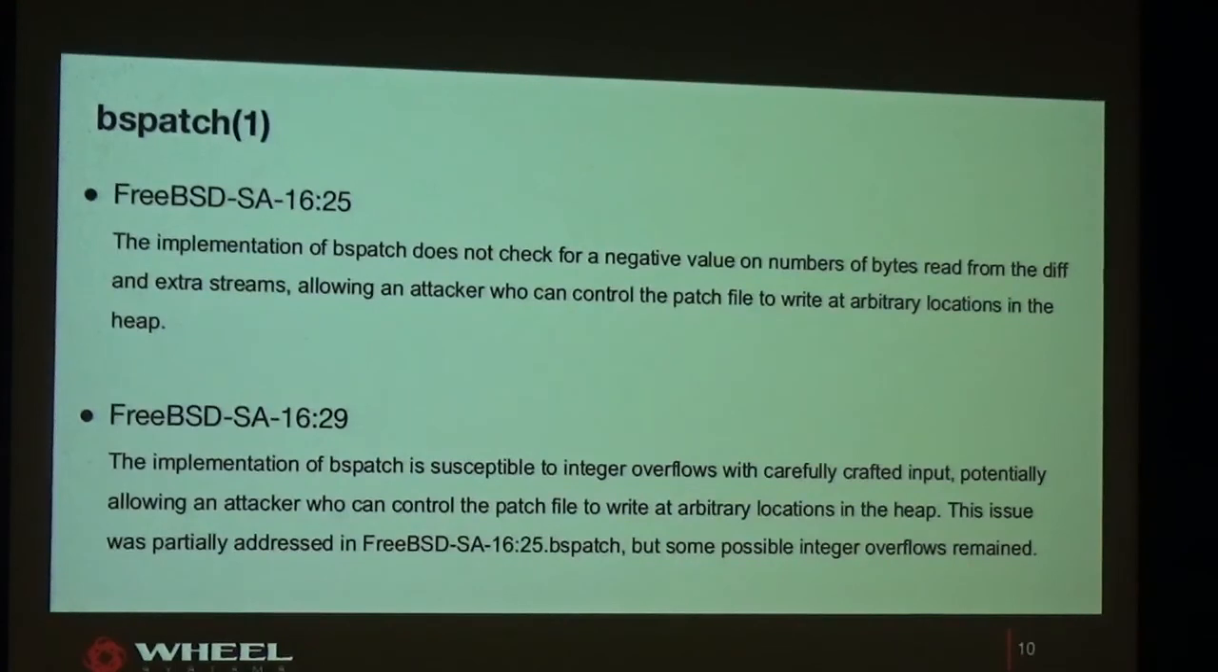So how did we go from 2015 to 2016? The thing was very small. There was a very trivial bug in bspatch. We had an integer overflow, and this allowed us to run arbitrary code. We fixed that bug, but then it turned out that we fixed it in the wrong way, so there was another vulnerability in that program.